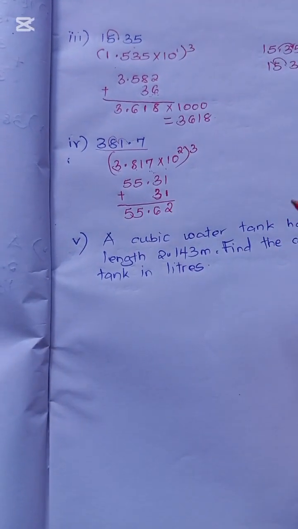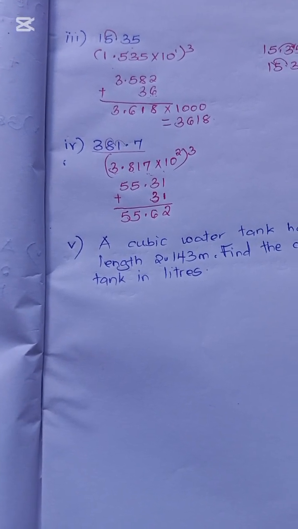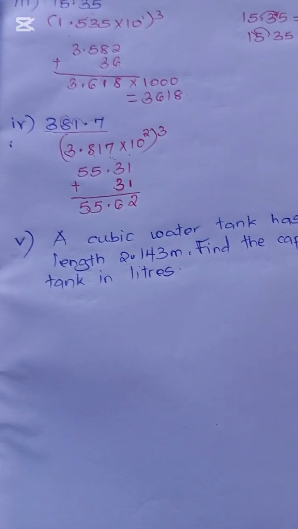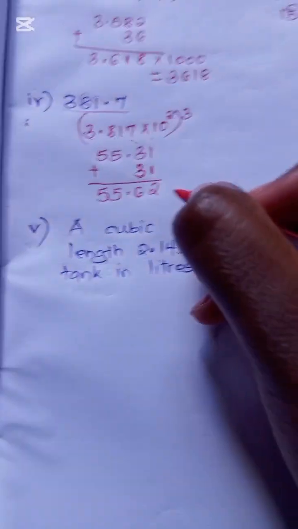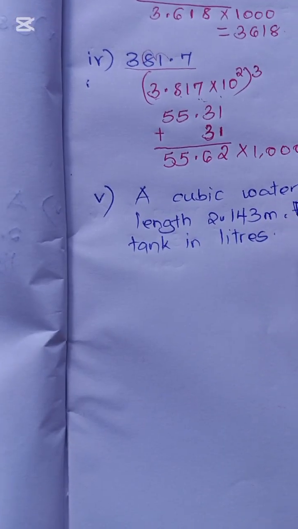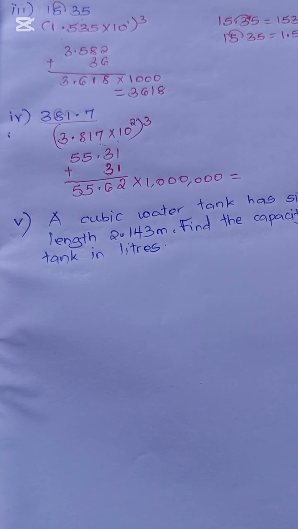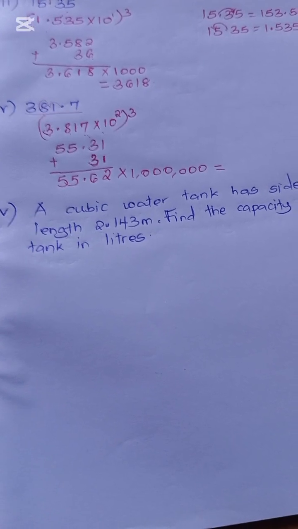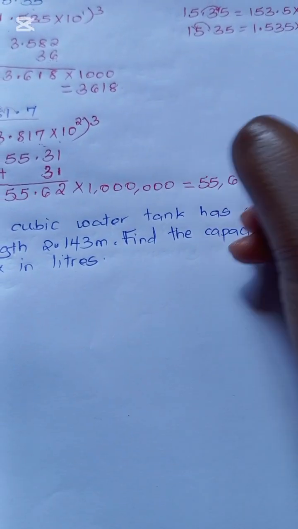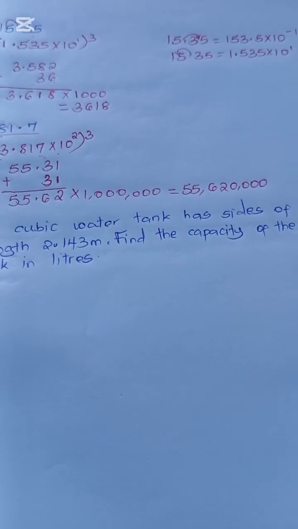So what is 10 raised to power 2 cubed? Remember, 10 raised to 2 is 100. So we are basically looking for the cube of 100. This is going to be giving us a million. So you will be multiplying 55.62 by 1 million. This will give us the cube of 381.7, which is 55,620,000.